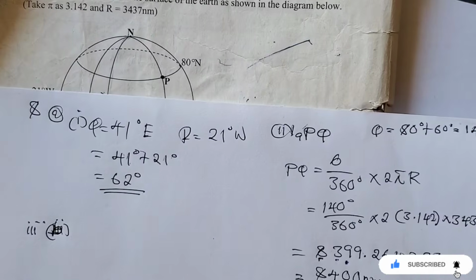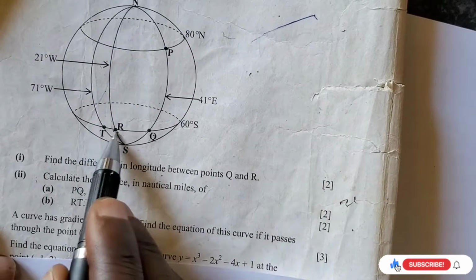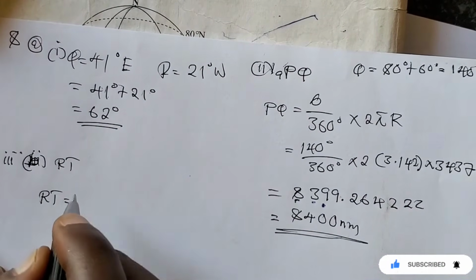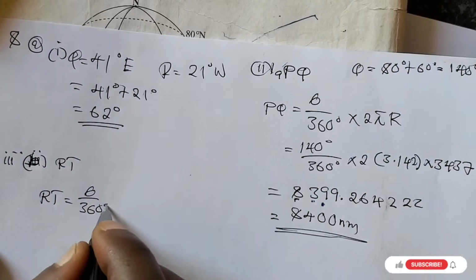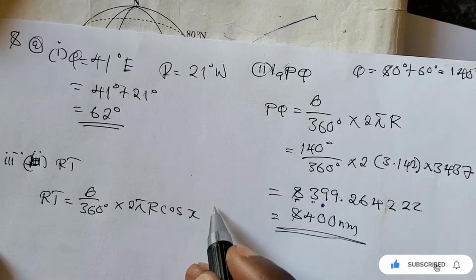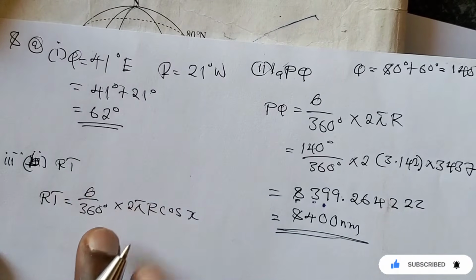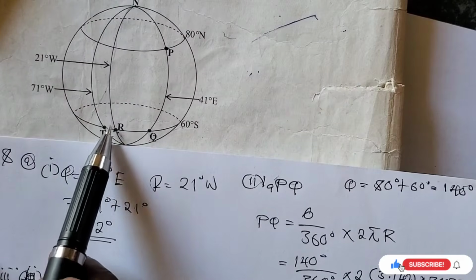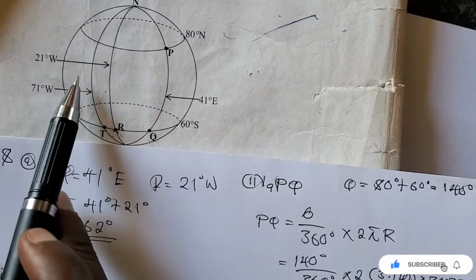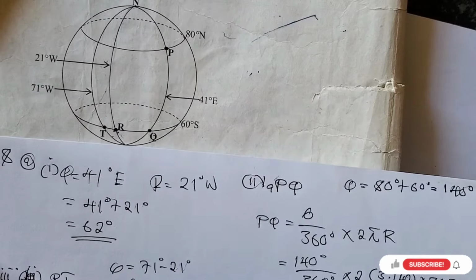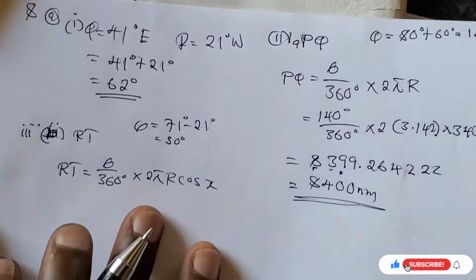3B. Here we are going to check RT. This is along a latitude, right? So the formula for calculating distance along a latitude, RT equals theta over 360 degrees times 2 pi R cos x. This x is the latitude. This theta is the difference in longitude between R and T. Now check, they are both in the west, same hemisphere, right? So west to west, we're going to subtract. So theta will be 71 minus 21. What is 71 minus 21? 50 degrees. So where there is theta here, we substitute 50.